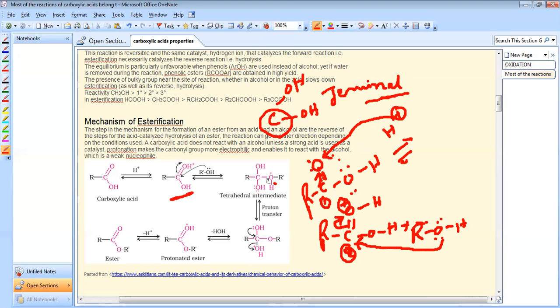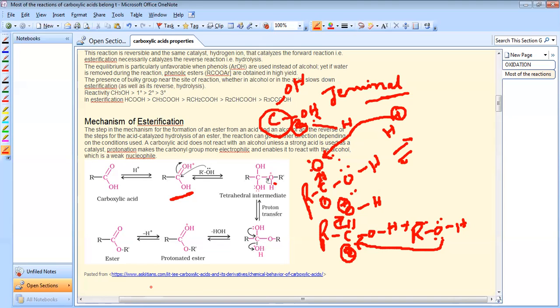So here we have two hydroxy groups, and this is highly unstable. Why? Because these are electronegative atoms, and due to repulsions, the molecule may undergo destabilization. So to avoid that, what happens immediately? H plus will attack either one of the OH groups, thereby it will acquire a positive charge. So next step, what happens?